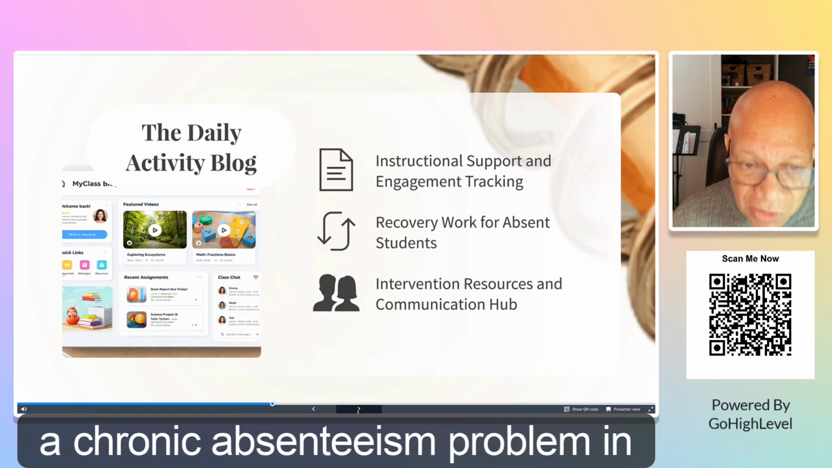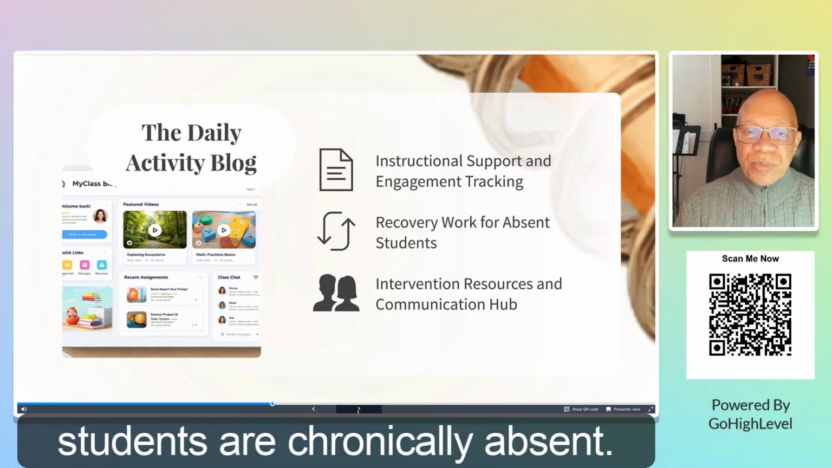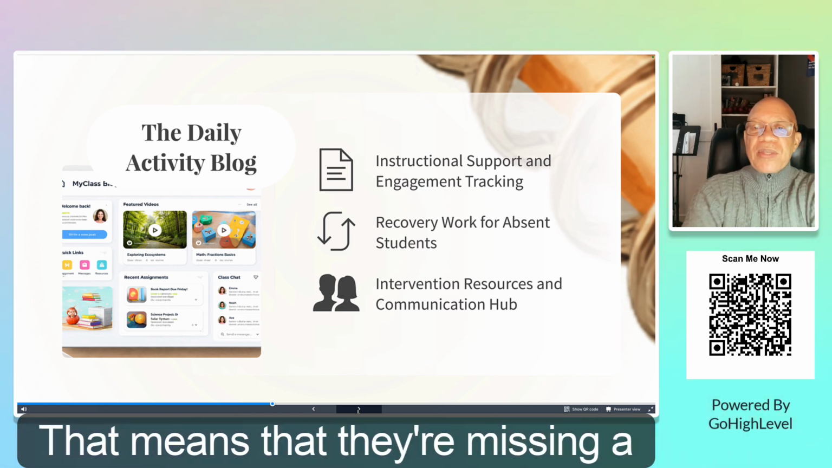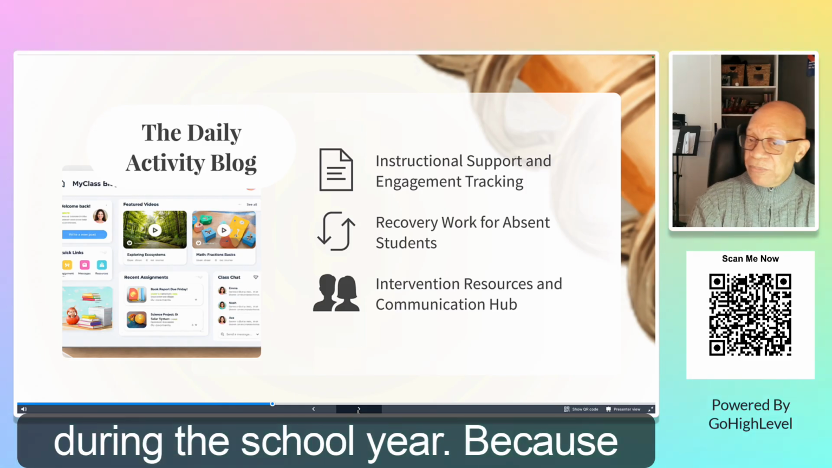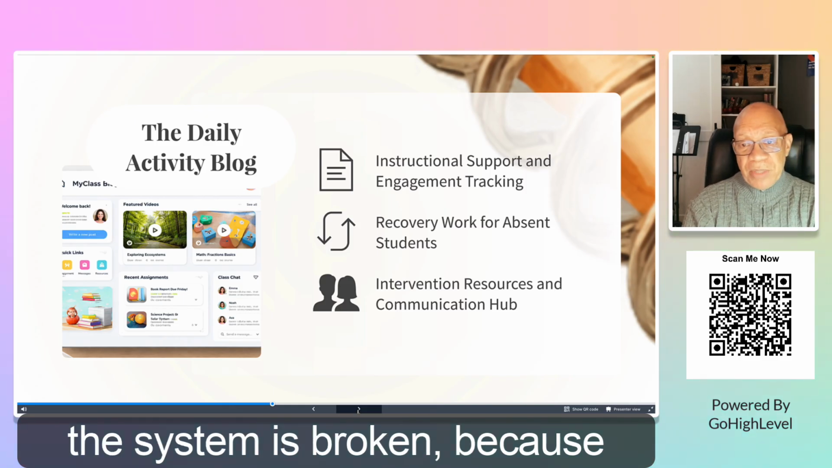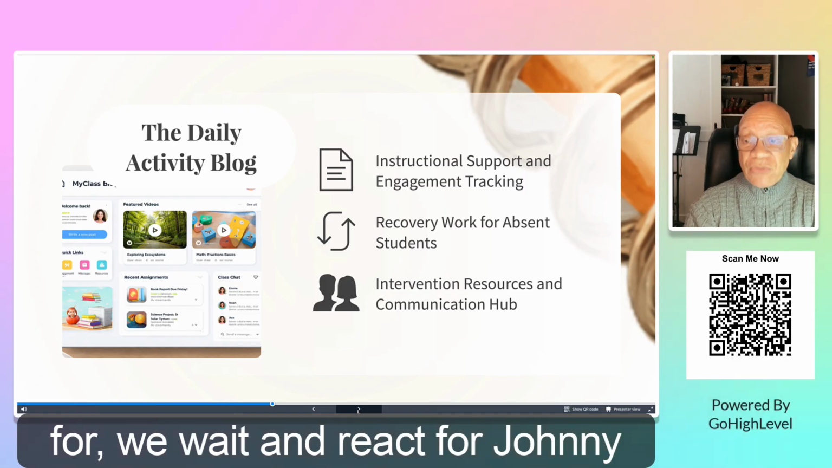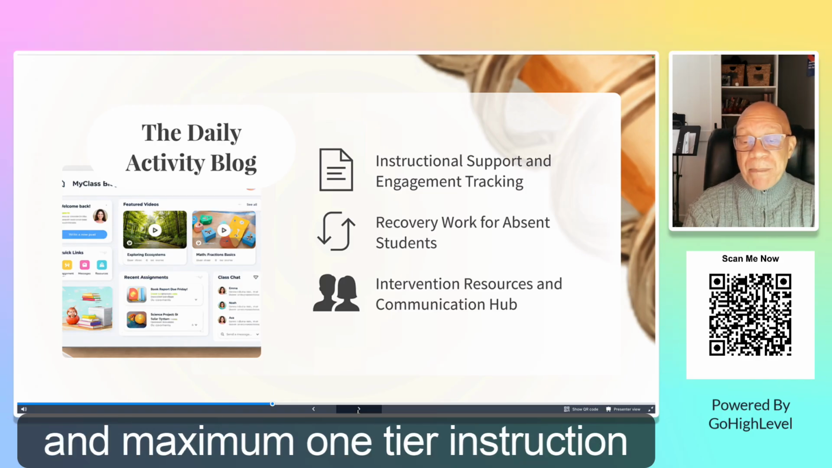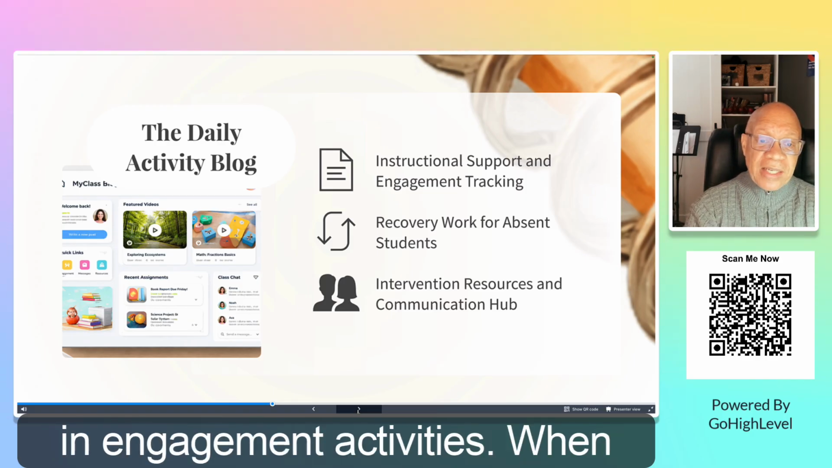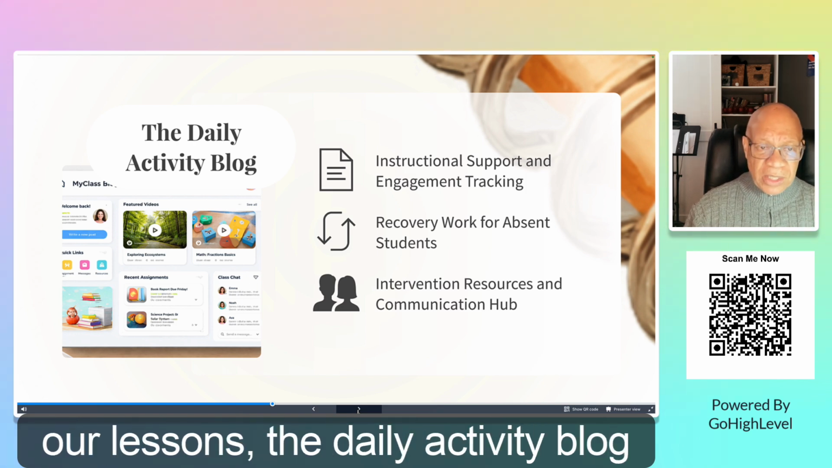There is a chronic absenteeism problem in the United States where across the board, over 22% of students are chronically absent. That means that they're missing a minimum of 18 days of school during the school year because the system is broken, because the system is reactive. We wait and react for Johnny to be absent instead of being proactive in providing a system with maximum tier-one instruction and engagement activities where Johnny gets up on his own every day to come into our school and our lessons. The daily activity block is critical.